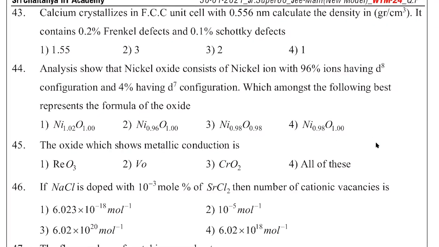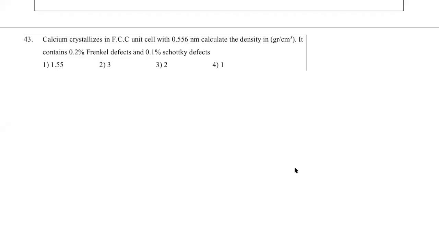Next, calcium crystallizes in an FCC unit cell with edge length 0.55 nanometers. Calculate the density. It contains 0.2% Frenkel defect and 0.1% Schottky defect. Okay, check this question now. Here, it is being asked to calculate the density.